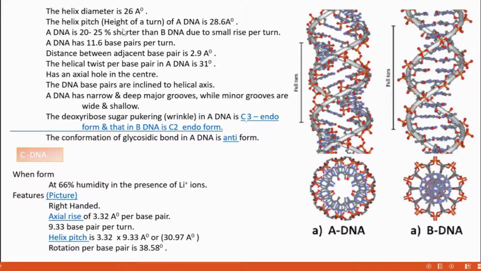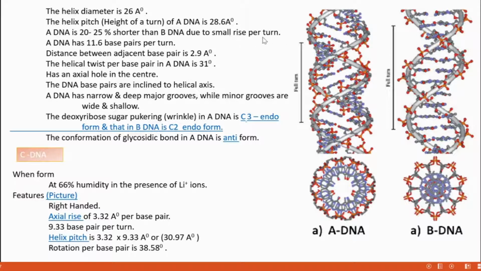And the helix diameter, here for A-DNA and B-DNA, means this diameter, is 26 angstrom. Then the helix pitch, meaning the height or length of one turn of A-DNA, is 28.6 angstrom. That means it's shorter when compared with B-DNA. A-DNA is 20 to 25% shorter than B-DNA due to the small rise pattern. Its length is already shortened because of that compression. That's why it is shorter than B-DNA.